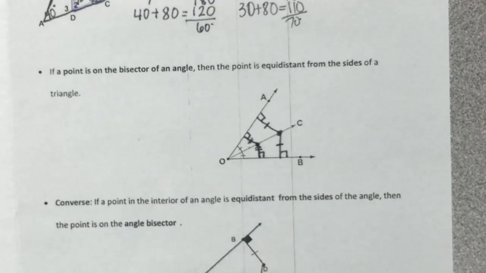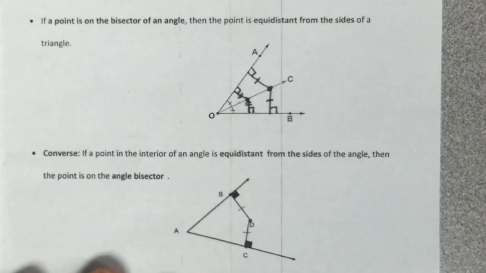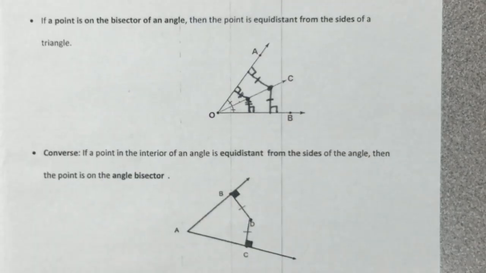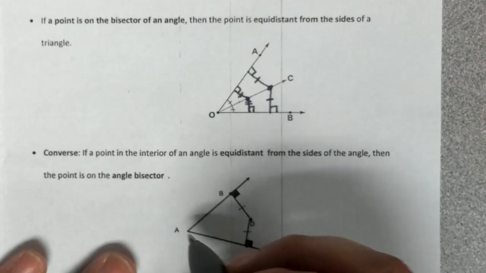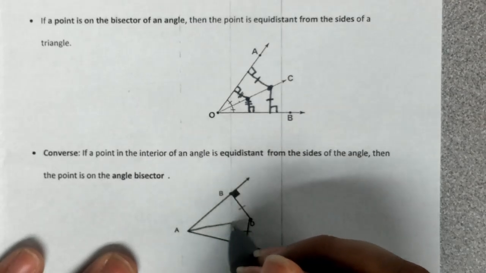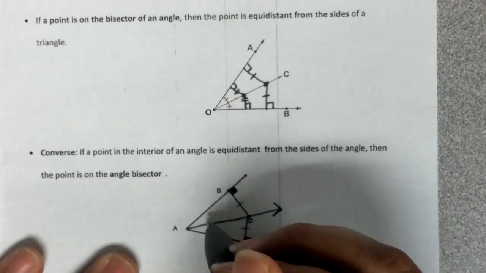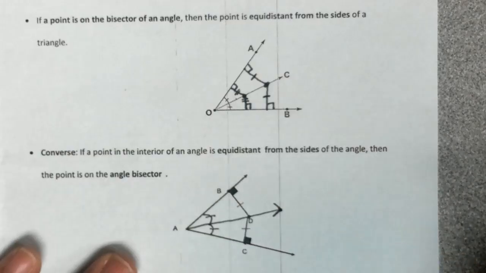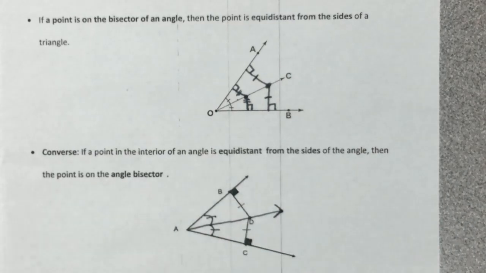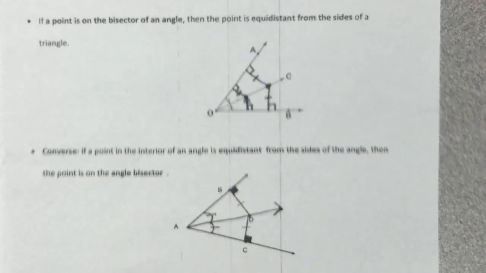Okay? The converse is also true. If you have a point in the interior of the angle that is equidistant from the sides, then what do you know you have created? You can create an angle bisector here. Okay? We're not going to do any examples, I don't think, on here with that, but I just need you to know that it's true.